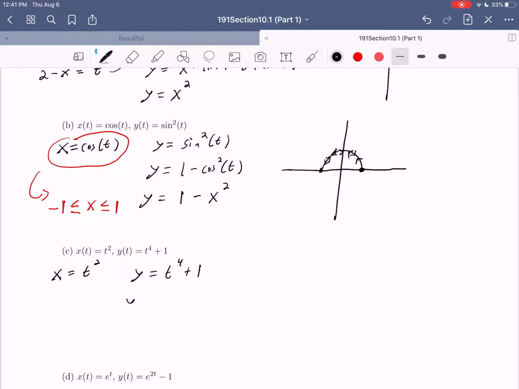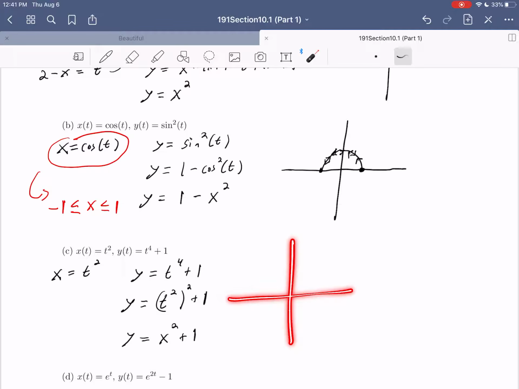So instead, let's recognize that this is really t squared squared plus 1, which means that if x is equal to t squared, y is really x squared plus 1. So once again, we've got another sort of parabola. Now we know that this is the parabola that sort of looks like that, right? Where it's facing upwards, but it's shifted up 1 unit.